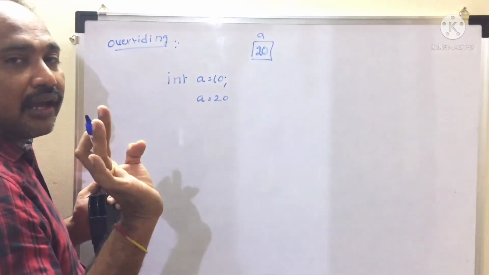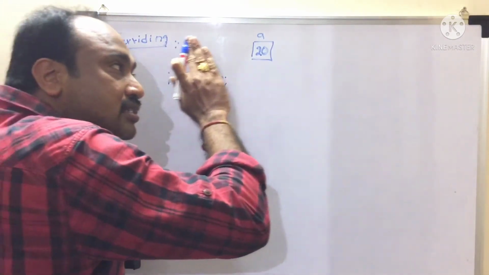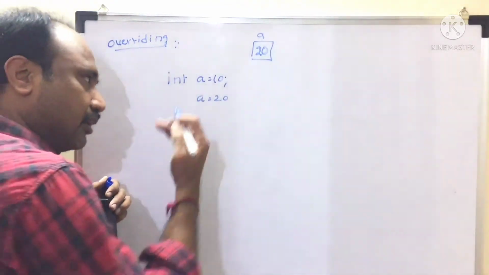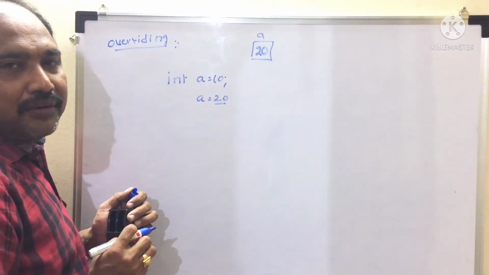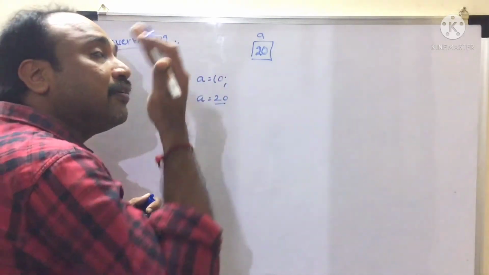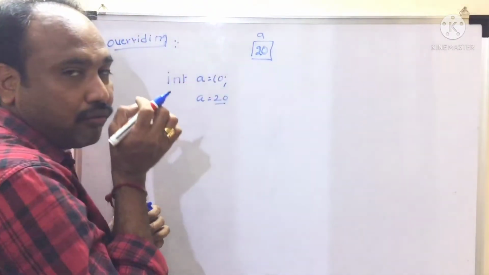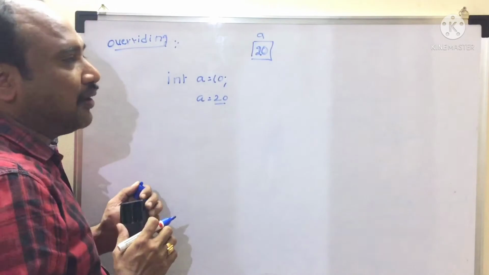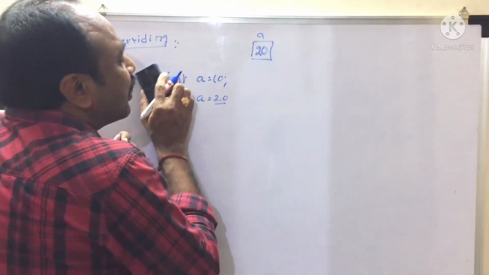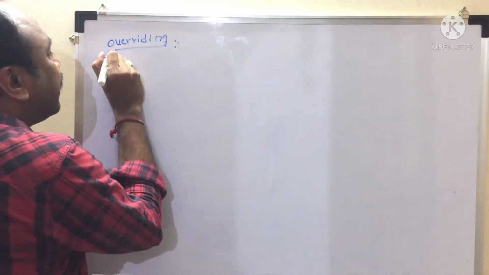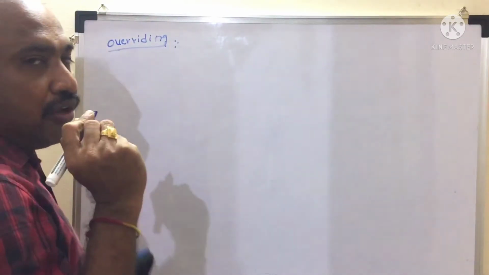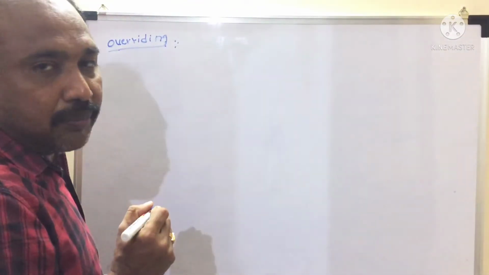But in Java, it will not be like that. It will erase the previous contents and store the current value. But in C language, what will happen? Previous values will be overwritten. In the same way, coming to Java language, overriding will take place.